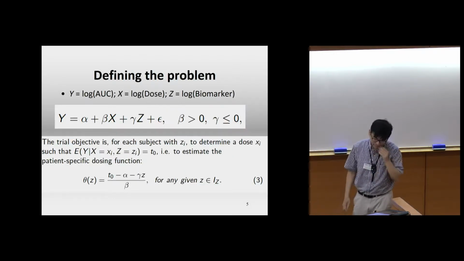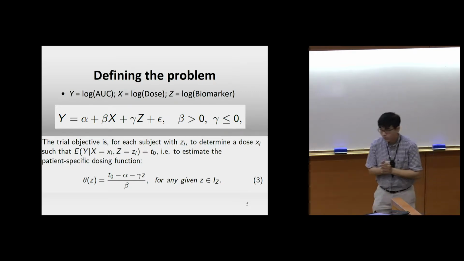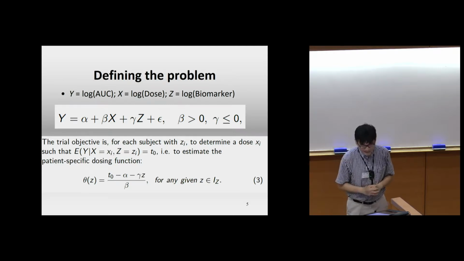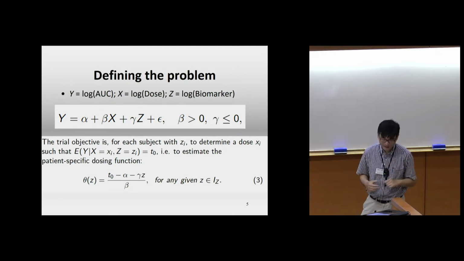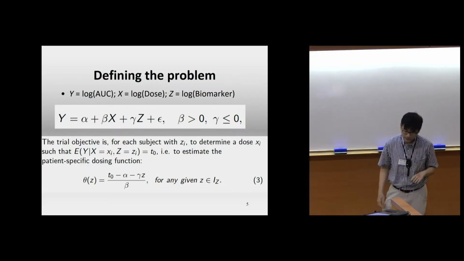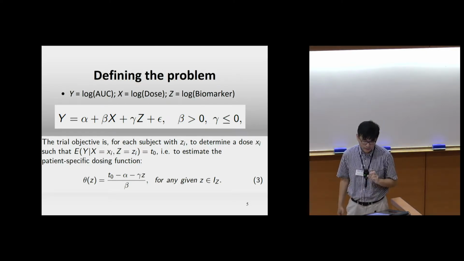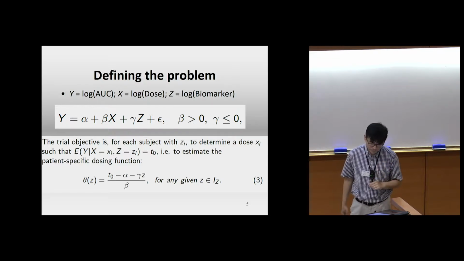So let's do something very straightforward. Well, statisticians need a model, and this is the simplest model that we can imagine, right? So in this talk, Y is the outcome. In this example, everything's on log scale. Y is the area under the curve, the drug concentration in the blood, and X is the dose, Z is the biomarker.